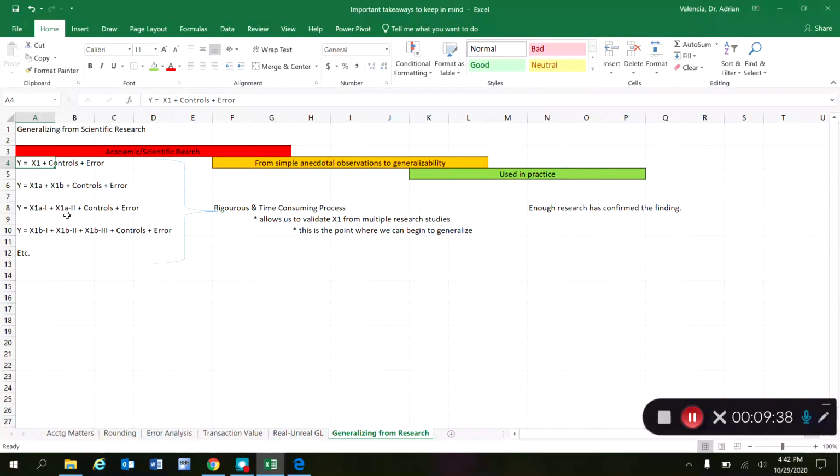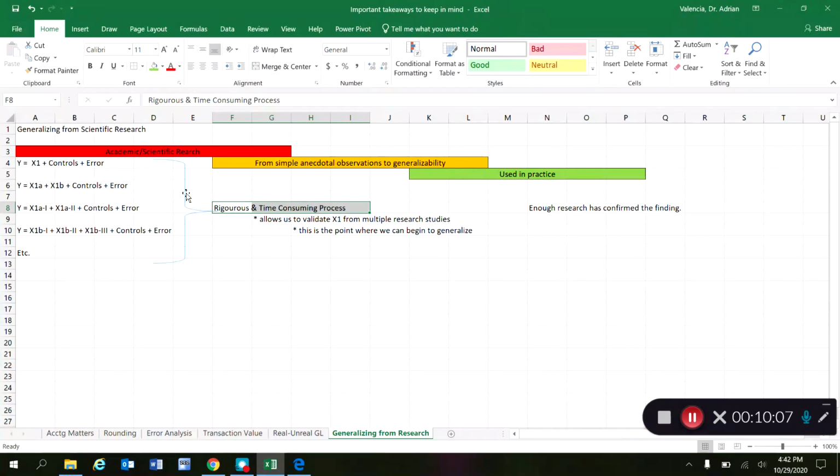So as enough studies are published, have been vetted, have gone through the peer review process, then through this rigorous and time-consuming process, we start feeling comfortable that, you know what, there is something related with X1. There is something related with having a CPA and all these other variations here in terms of audit quality.